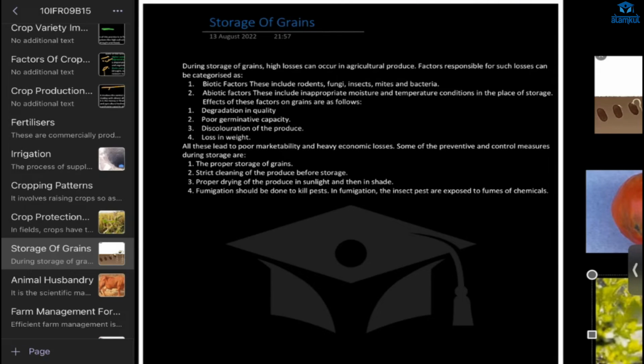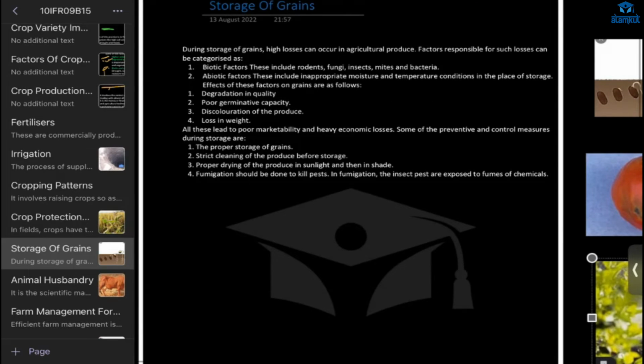Okay. So the major ways it can be affected are by biotic factors and abiotic factors. Biotic factors means biological factors, like rodents, fungi, insects, mites, and bacteria. And abiotic factors like moisture and temperature. If it is not stored at the appropriate temperature or moisture, and it is given more moisture, it will get spoiled.